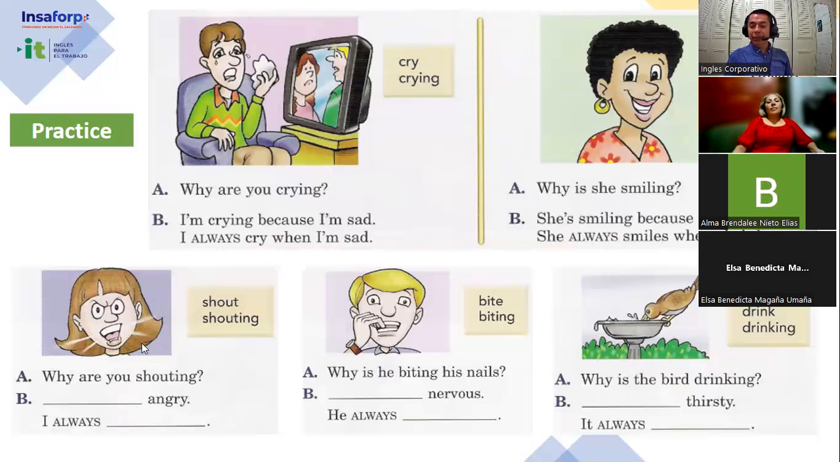Now, again, please. Elsa, again. He's biting his nails because he is nervous. He always bites his nails when he's nervous. Excellent, yes. Thank you very much, right?